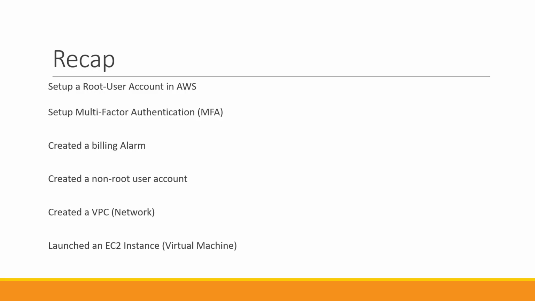So to recap what we covered in this video, the first thing we did is we set up a root user account in AWS. This is our primary account that we can do anything with, that has all of our permissions enabled. The next thing we did was set up multi-factor authentication. Again, this is the best security practice when it comes to creating an account. Next, we created a billing alarm. AWS is a pay-as-you-go system, so we didn't want to go over our free tier eligibility. By creating a billing alarm, we get alerted whenever we do exceed our amount.